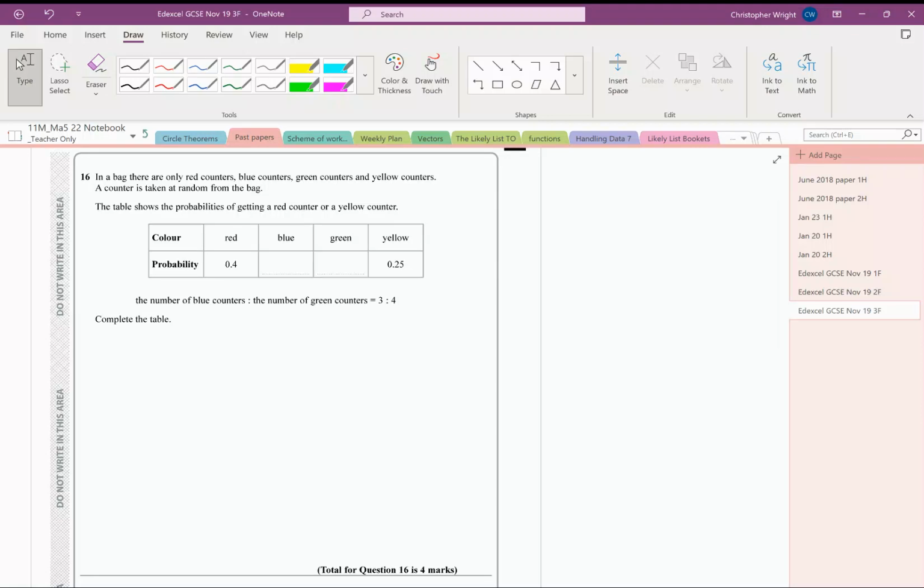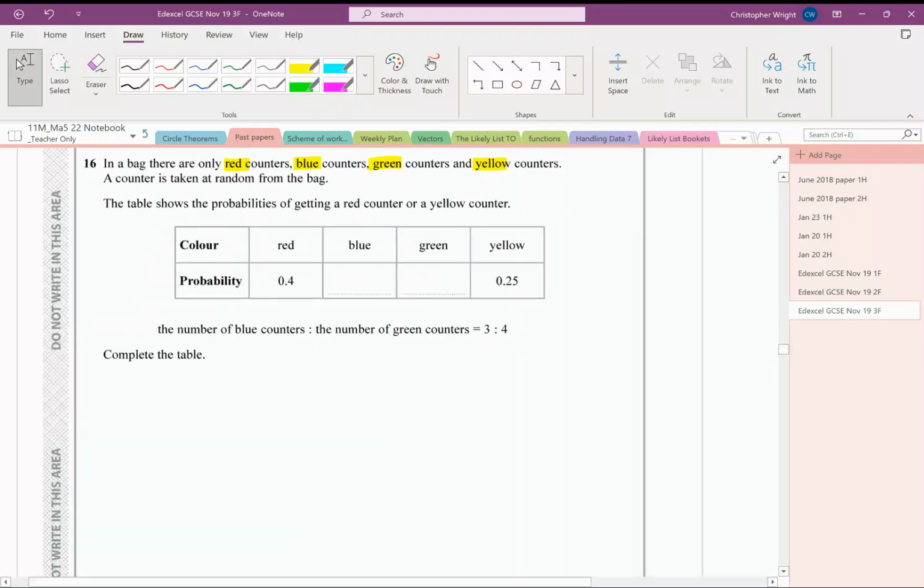Question 16. In a bag, there are only red, blue, green, and yellow counters. A counter is taken at random from the bag. The table shows the probability of getting a red or a yellow. The number of blue counters to the number of red counters to the number of green counters, that ratio is 3 to 4.